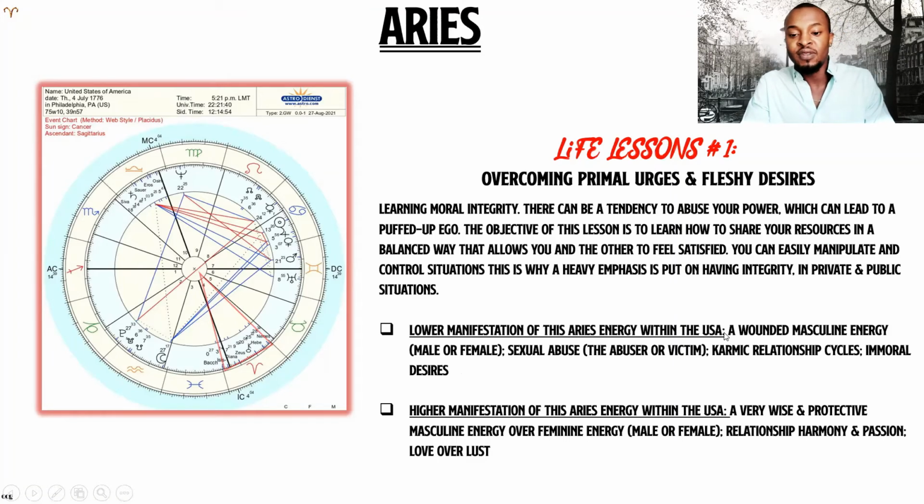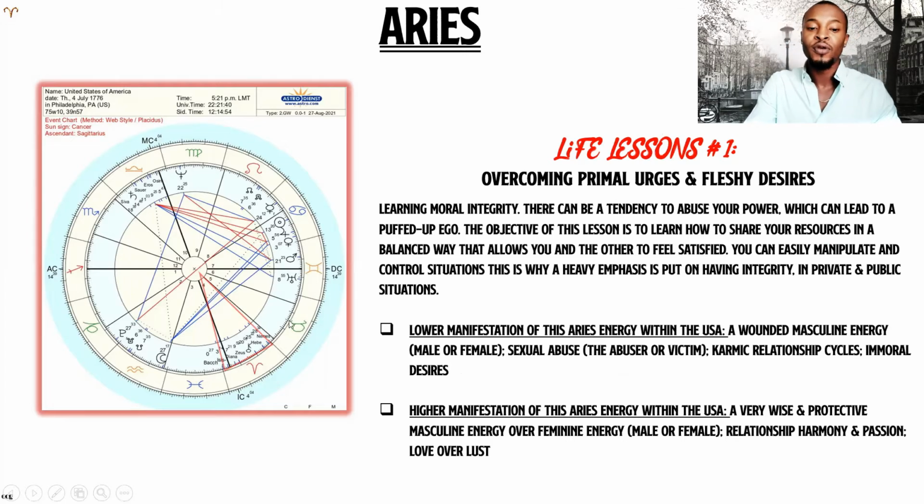Lower manifestation of this Aries energy within the USA: a wounded masculine energy, male or female. Sexual abuse, the abuser or victim. Karmic relationship cycles. Immoral desires. The higher manifestation of this Aries energy within the USA: a very wise and protective masculine energy over feminine energy, male or female, relationship harmony and passion, love over lust.